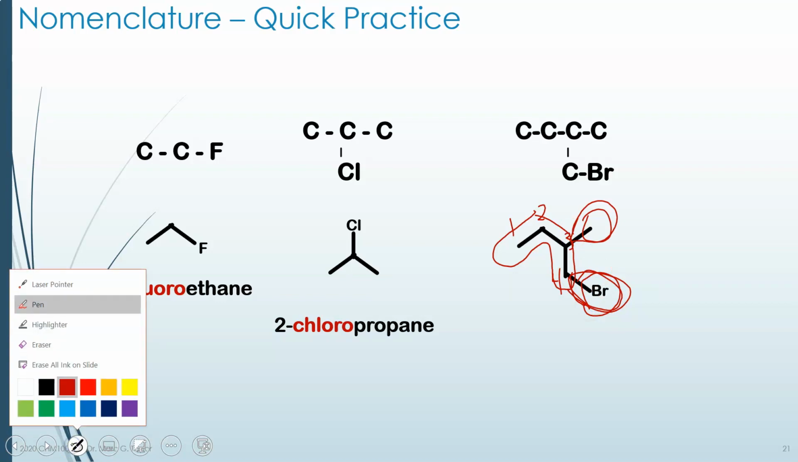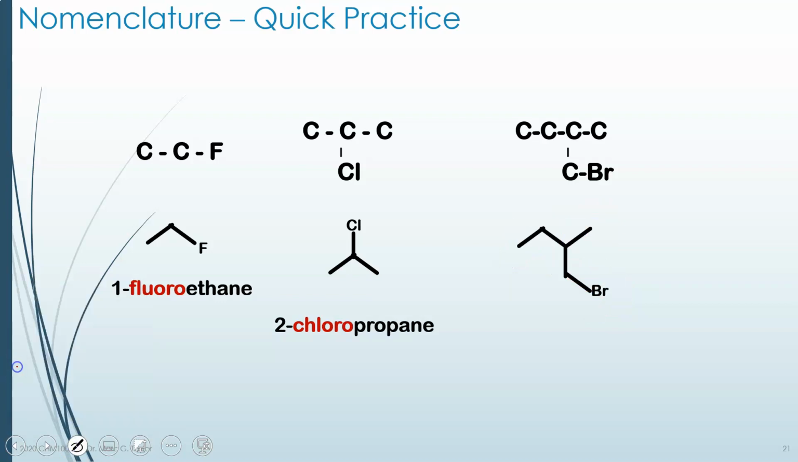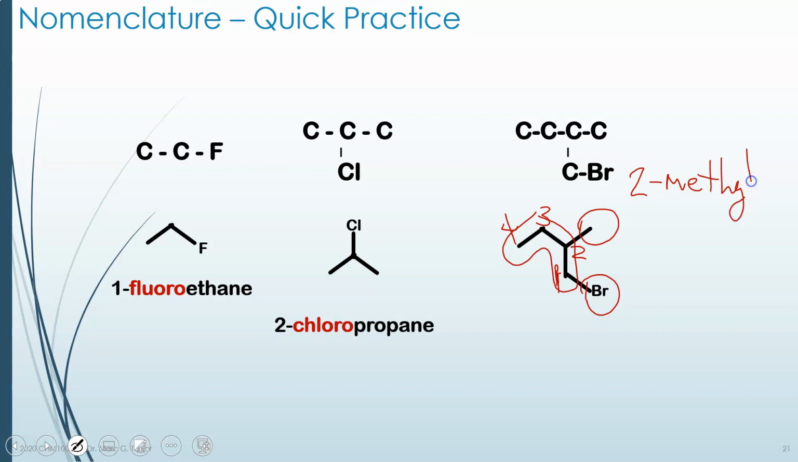But the fact is, we have a better numbering system that could do this a little better. We could instead say the same main chain, number this carbon 1, this carbon 2, this one 3, and this one 4. Now we have the bromine right at carbon 1, and we have the methyl group right at carbon 2. So at this point, we know we have a 2-methyl group, and we have a 1-bromo group, and we know it's all attached to a 4-carbon chain. A 4-carbon chain is called a butane.